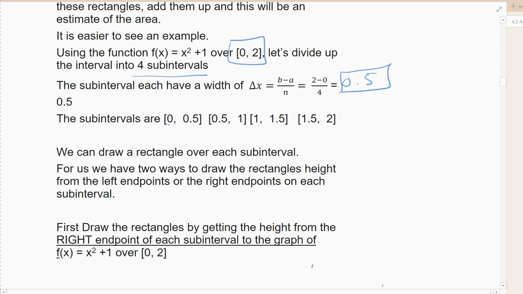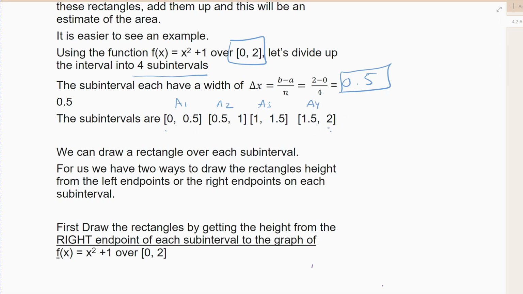So instead of going from 0 to 2, my first region, area 1, would go from 0 to 1/2, a distance of 1/2. My area 2 would go from 1/2 to 1. Area 3 would go from 1 to 1 and 1/2. Area 4 goes from 1 and 1/2 to 2. I've still covered the entire region, right? 0 starts, 2 stops. But I've broken it down into 4 smaller subintervals, each with a width of 1/2.